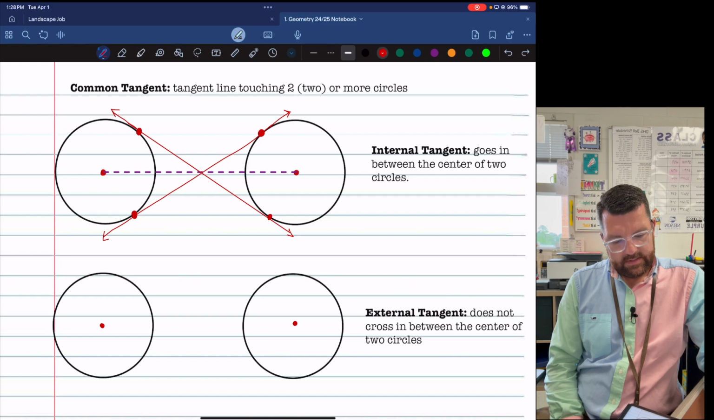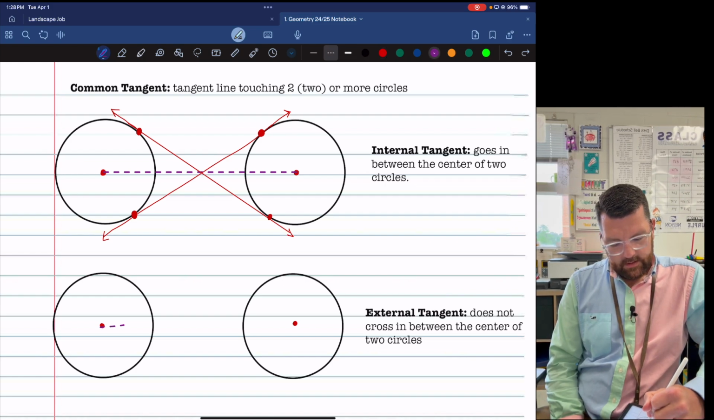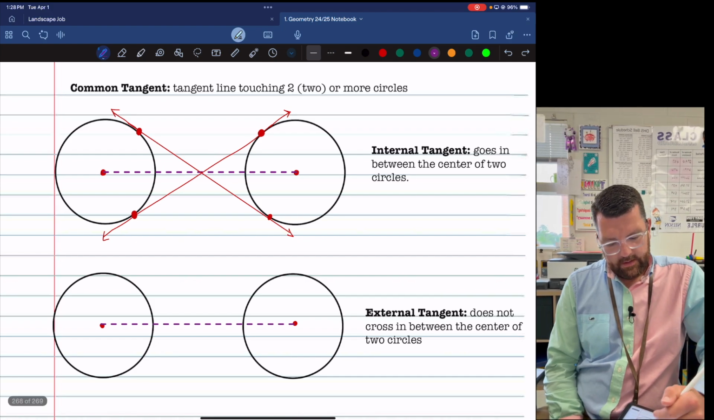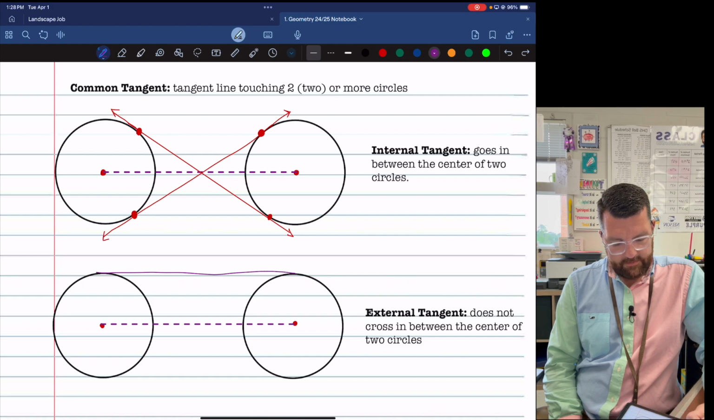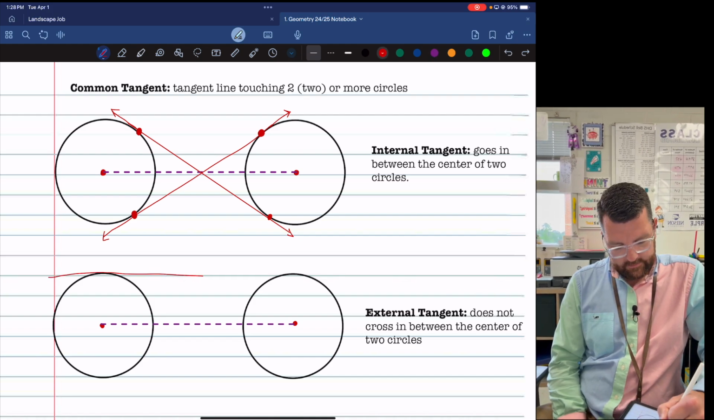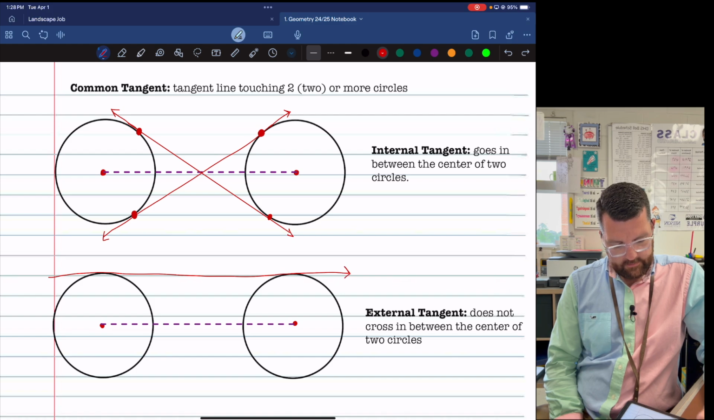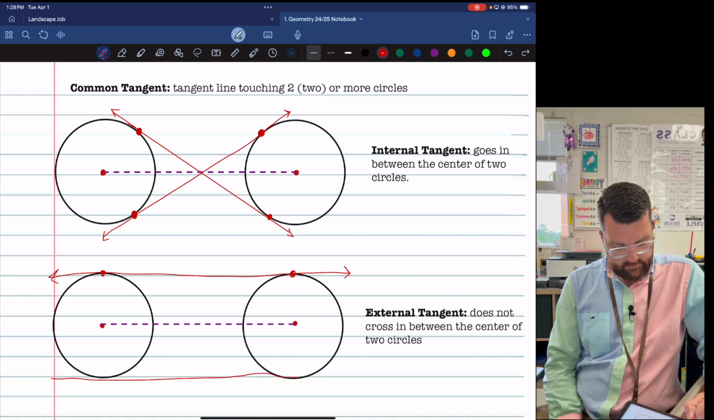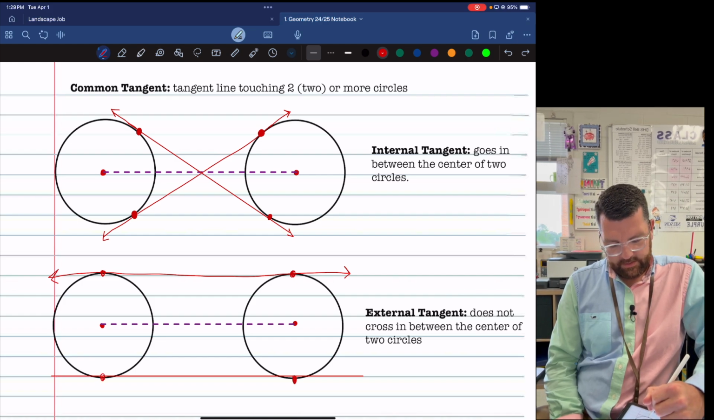An external tangent does not cross through that imaginary line. So you might have one on top and I want to do that in red. You could have one on bottom. Okay, that one's not perfect, but you understand the point here.